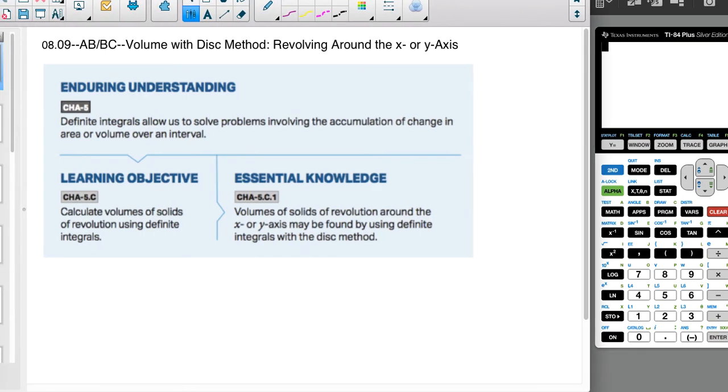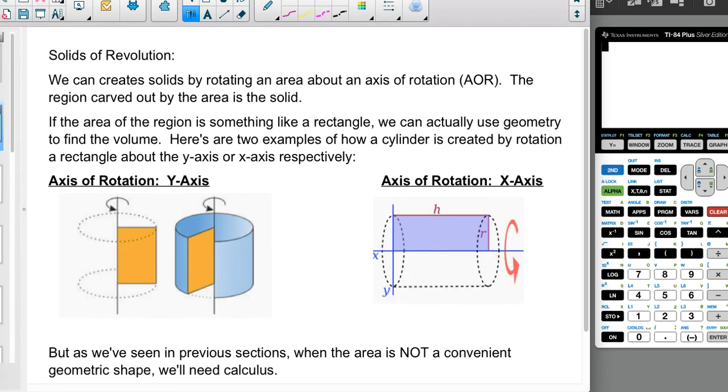All right, this is AP, AB, and BC Calculus. We are doing Unit 8, Section 9, which is volume with the disk method. So we're revolving around the x or y axis here. So let's go ahead and get started.